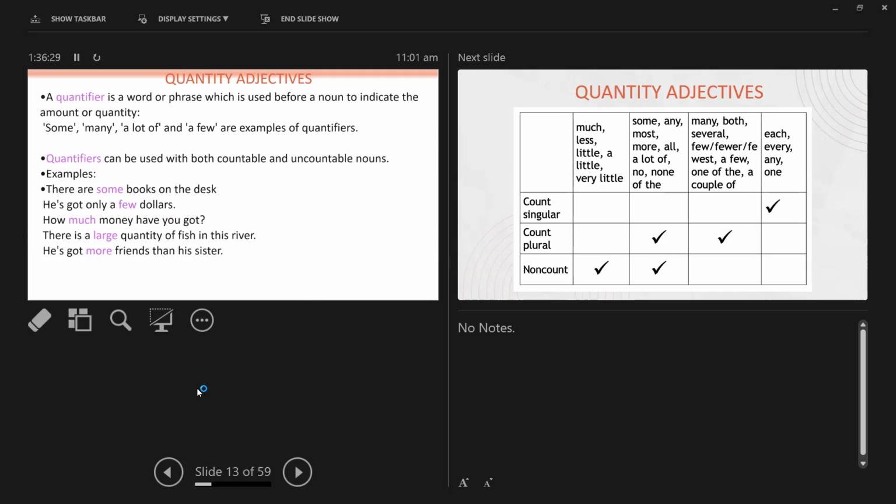Kasi nahihirapan pa ako, dito lang siya. None of the or no are used on count plural and non-count nouns. Count plural are nouns in plural form but are countable. Okay, for example, tables. There are some tables available in the office. There are some cups in the sink. All of the cups are clean. None of the cups are clean.